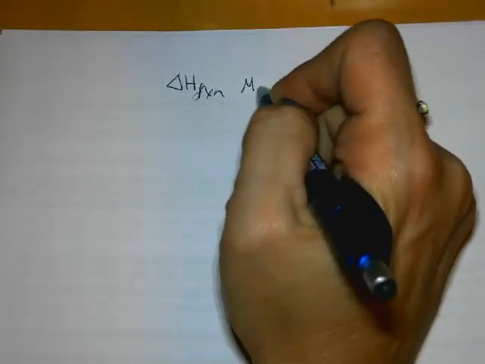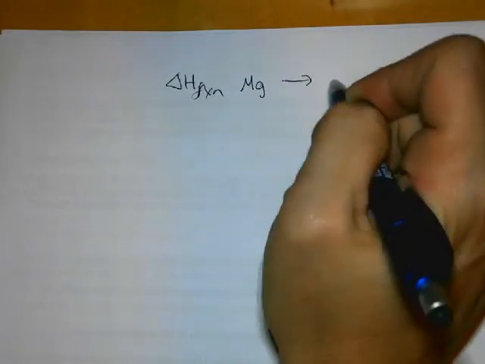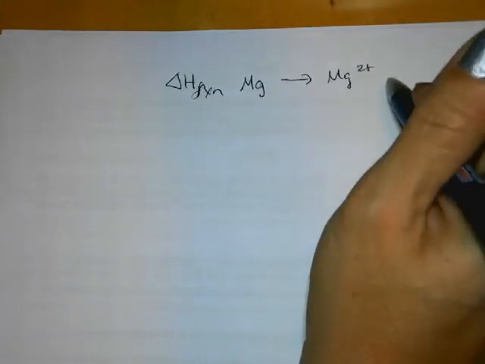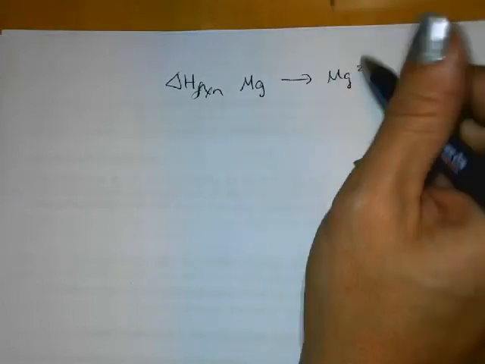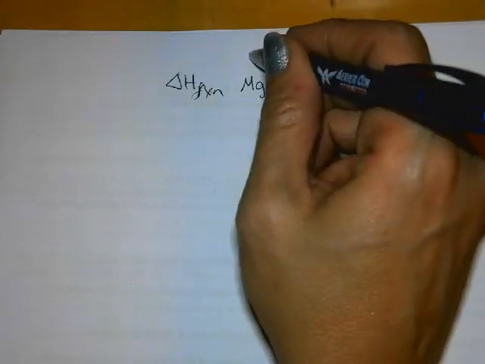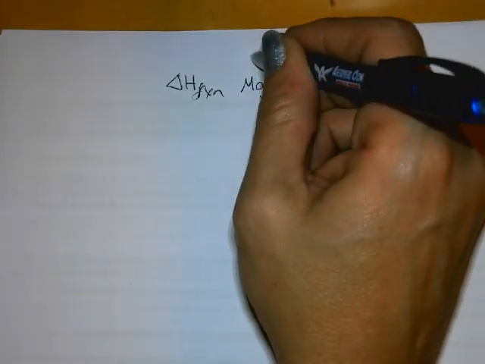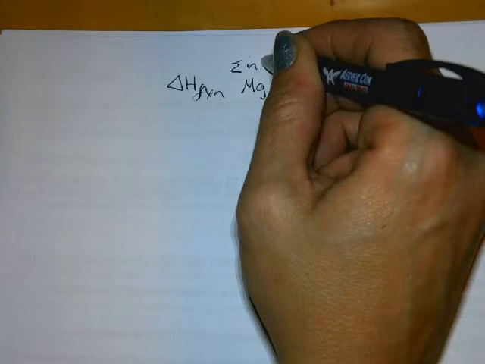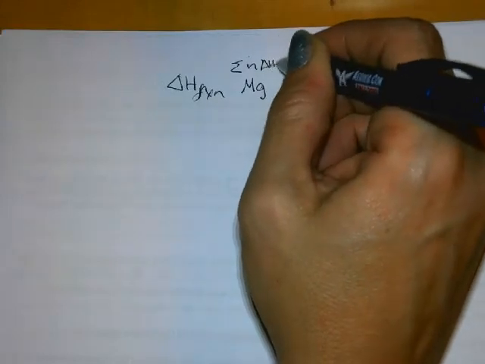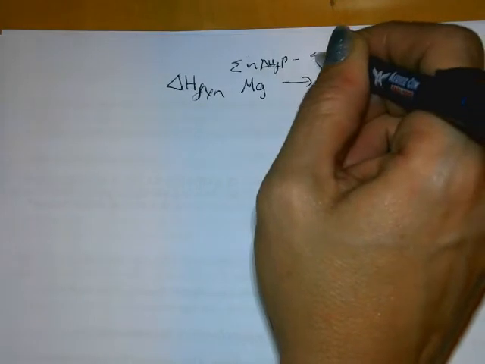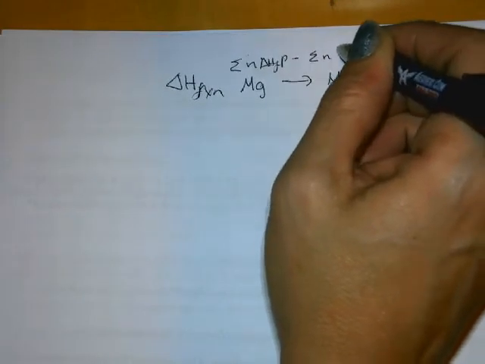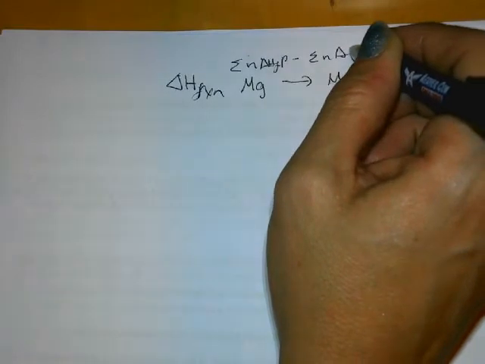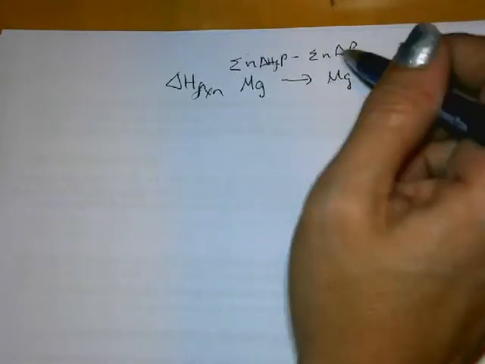Mg going to Mg2+, where you take the enthalpy of formation of the reactants and subtract the products. Or, I'm sorry, take the products and subtract the reactants. So we could use the direct method and say it's the summation of n times the heats of formation for the products minus the summation of n times the enthalpy change for the reactants. So however many moles we have times the heat of formation for the reactants.